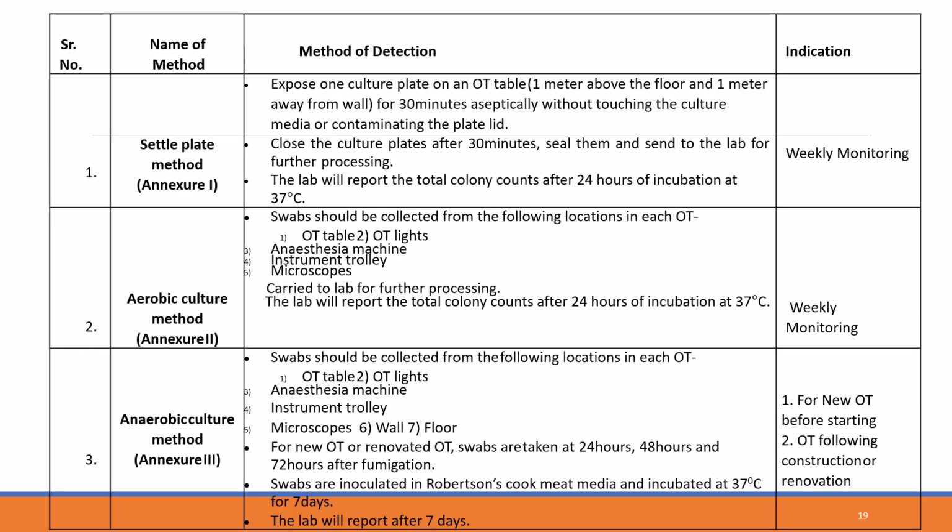Now, the anaerobic culture method. Swabs should be collected from the following locations in each OT: OT table, OT light, anesthesia machine, instrument trolley, microscope, wall and floor. For a new OT or renovated OT, swabs are taken at 24 hours, 48 hours and 72 hours after fumigation. Swabs are inoculated in Robertson cooked meat media and incubated at 37 degrees for 7 days. The lab will report after 7 days. It's done for a new OT before starting OT following construction and renovation.